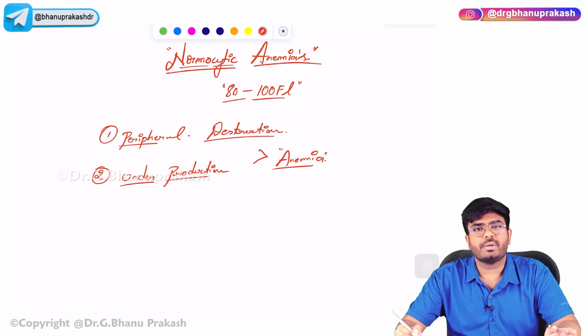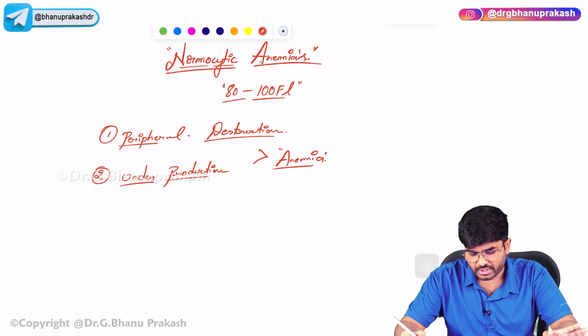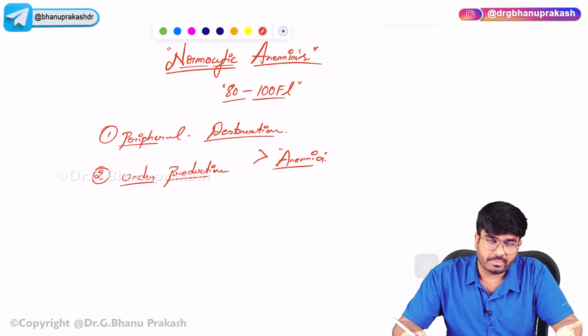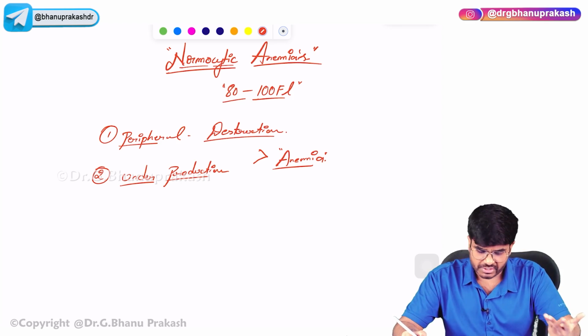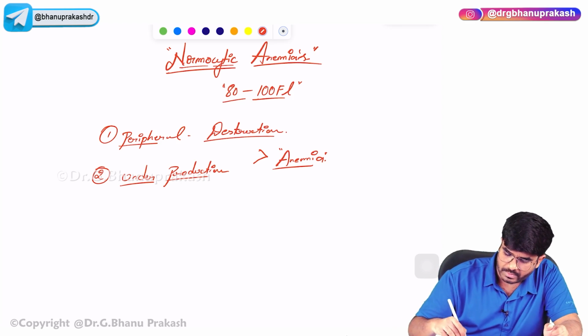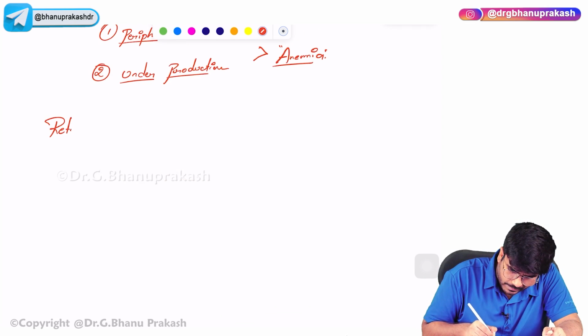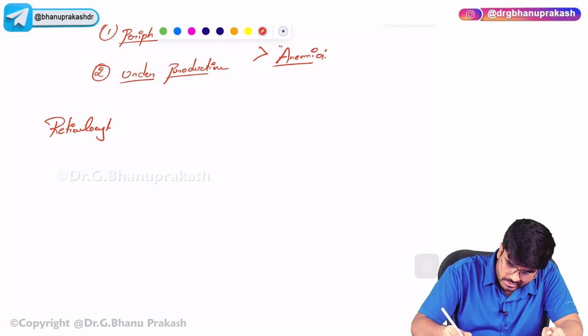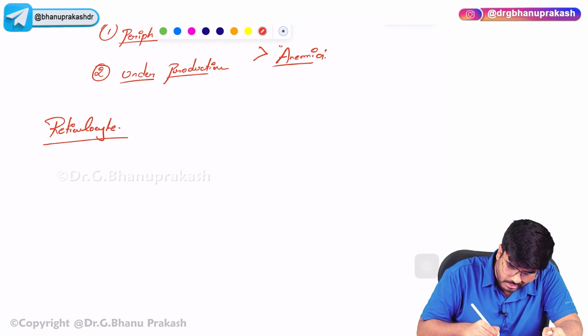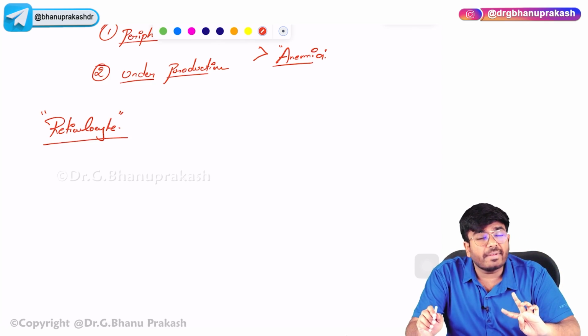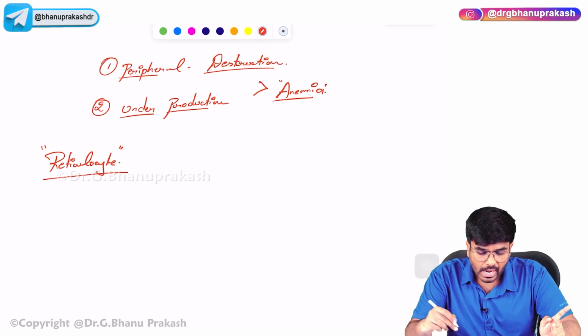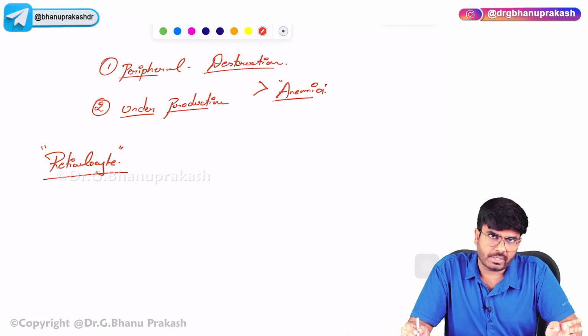So how to differentiate whether the anemia is because of underproduction or overdestruction? Overdestruction means the peripheral destruction. How to differentiate between them? See, it is based on the reticulocytes. The reticulocyte count differentiates between underproduction and overdestruction.